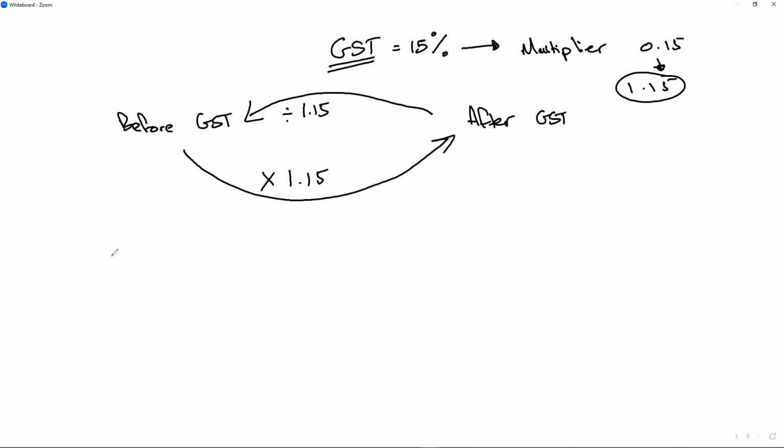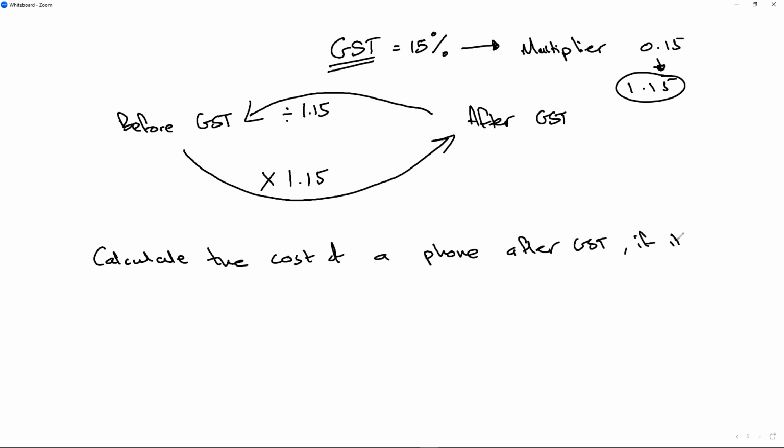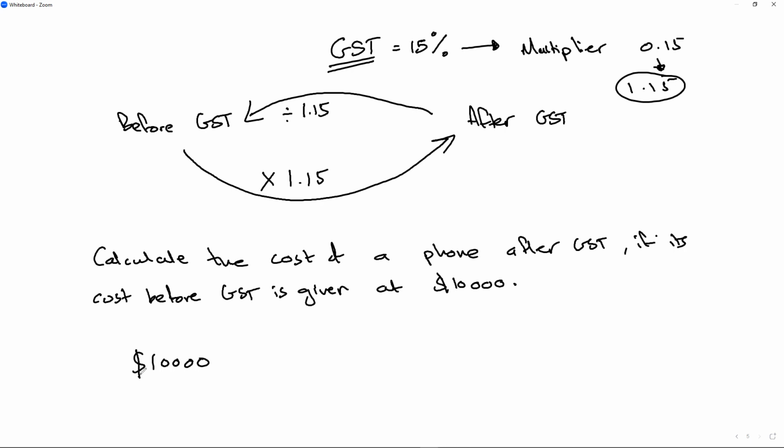So an example like this: calculate the cost of a phone after GST if its cost before GST is given at $10,000. A $10,000 phone, so you know $10,000 is the before GST amount, so we multiply it by 1.15 to get to the after GST amount.